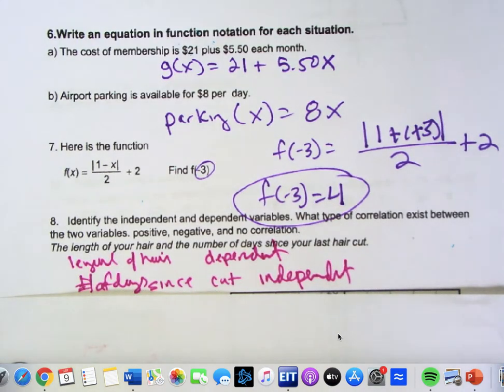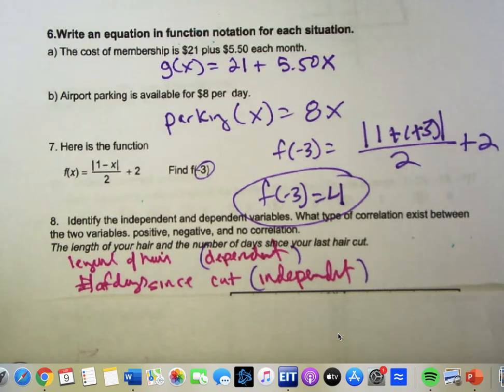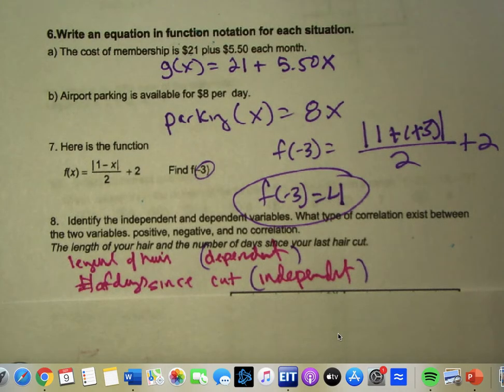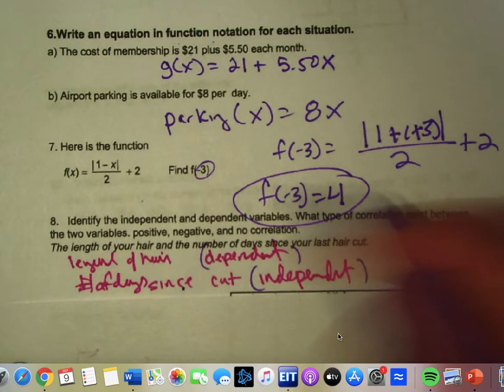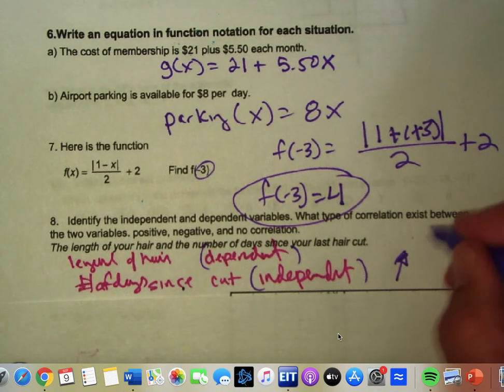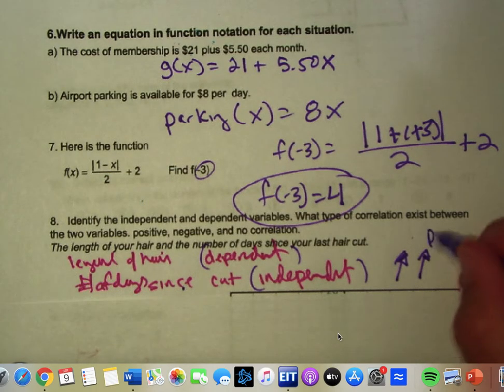Okay. Alright, now we have to decide, is it a positive, negative, or no correlation? Let's see. As the number of days since you got a cut goes up, the length of your hair is also going to go up. So that is a positive correlation.